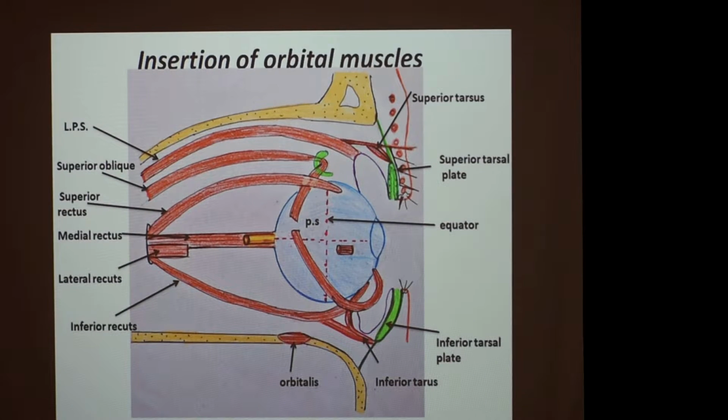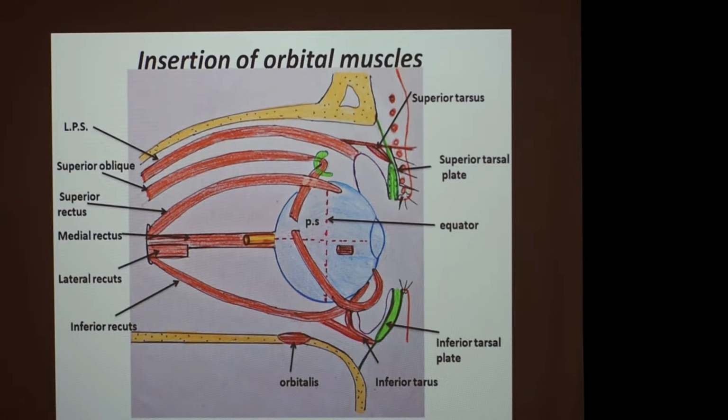Okay, so in the last session we discussed the origin of the four rectus muscles, then we discussed the equator of the eyeball and the exact point of insertion of all these four rectus muscles. Now something we want to add: what is the exact distance of the insertion of all these four rectus muscles, measured from the sclerocorneal junction? That point you note down.